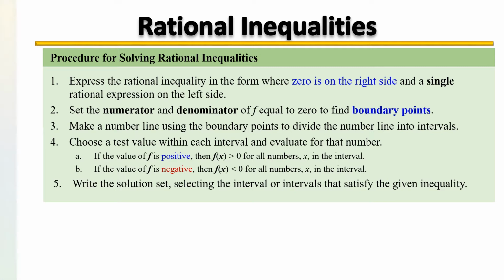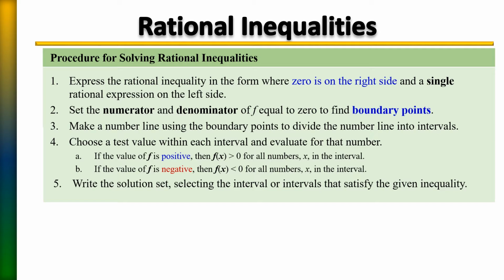Here are the procedures for solving rational inequalities. Step 1. Express the rational inequality in the form where 0 is on the right side and a single rational expression is on the left side. As in that example that you saw on the previous page, you saw some that had rational expressions on each side. If that's the case, you're still going to have to combine those rational expressions so that you have only one rational expression and it is on the left side and 0 is on the right side.